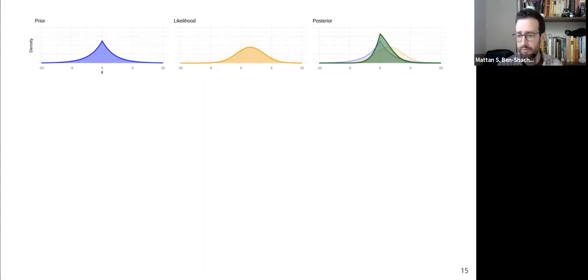And this is good for regularization, right? If in lasso regression and things of that sort. But really, we can have any shape of a prior.